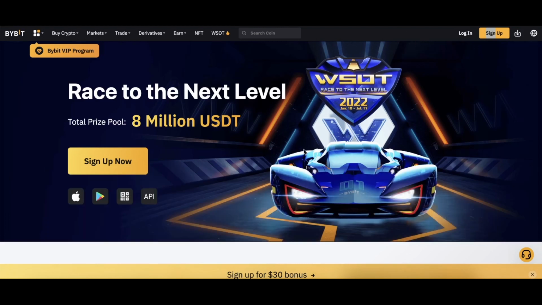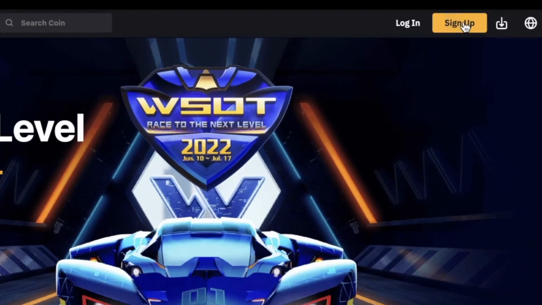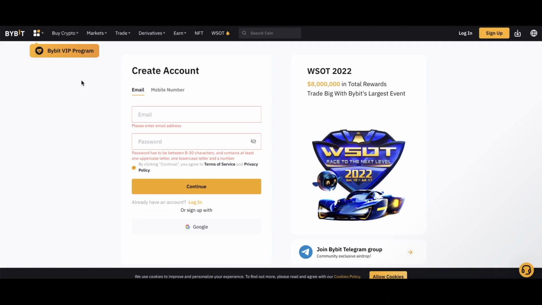When you are on the Bybit website, you can click sign up here at the right side. Then you get this page to create an account. You must type your email and your password, or you can also use your mobile number or the Google plugin to activate your account. Then you press continue.